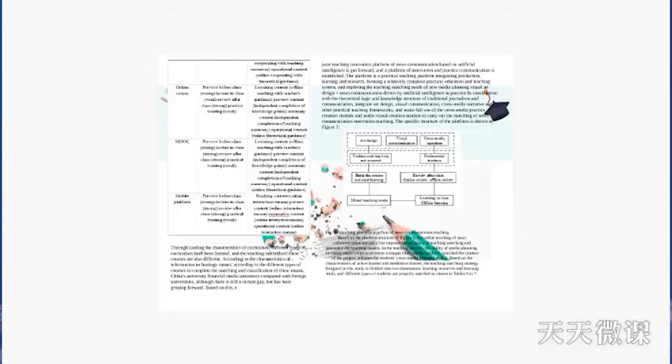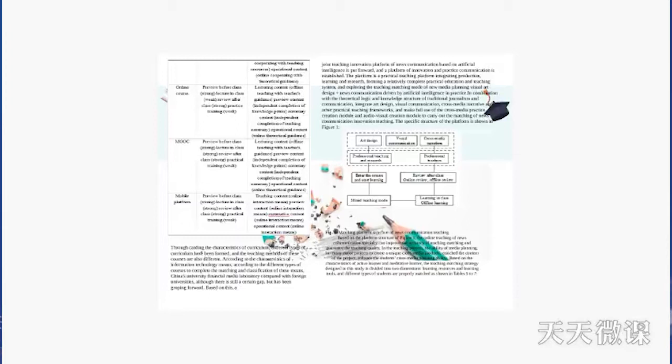China's university financial media laboratories, compared with foreign universities, although there is still a certain gap, have been groping forward. Based on this, a joint teaching innovation platform of news communication based on artificial intelligence is put forward, and a platform of innovation and practice communication is established. The platform is a practical teaching platform integrating production, learning and research, forming a relatively complete practical education system, and exploring the teaching matching mode of new media planning, visual art design plus news communication driven by artificial intelligence in practice. In combination with the theoretical logic and knowledge structure of traditional journalism and communication, it integrates art design, visual communication, cross-media narrative and other practical teaching frameworks, and makes full use of the cross-media practice creation module and audio-visual creation module to carry out the matching of news communication innovation teaching.